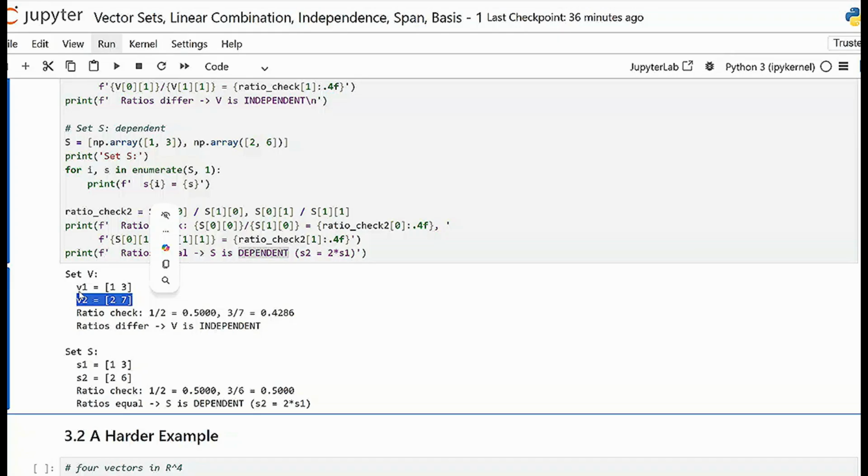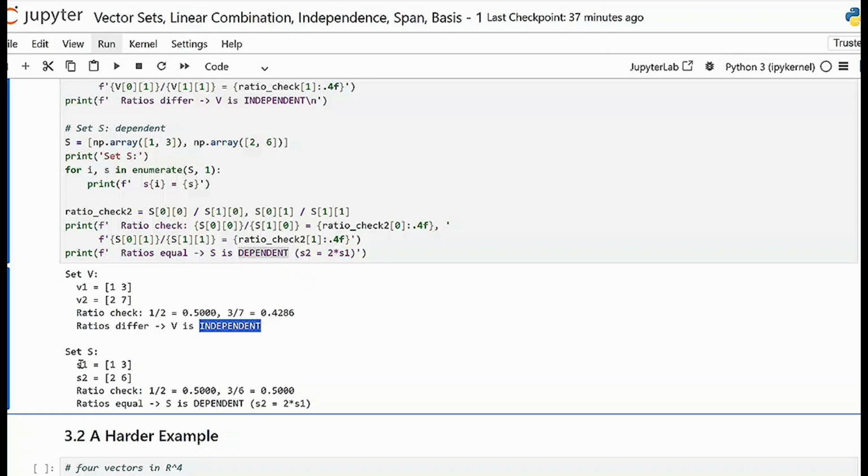In the set V, kindly observe the element-wise ratio: 1 by 2 gives 0.5, and 3 by 7 is equivalent to 0.4286. They differ, they are not equal. So no single lambda satisfies this particular vector, and that is why the set is independent.